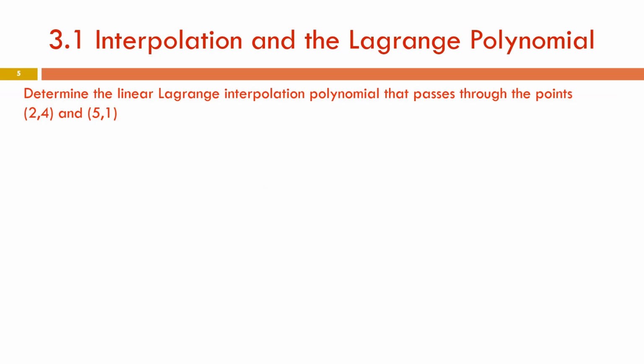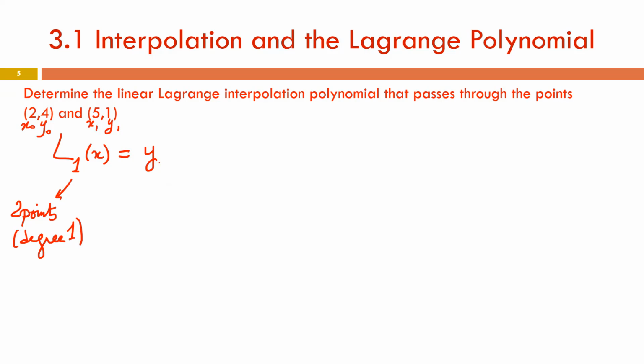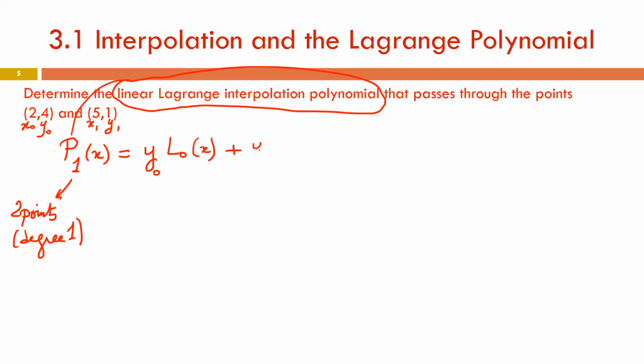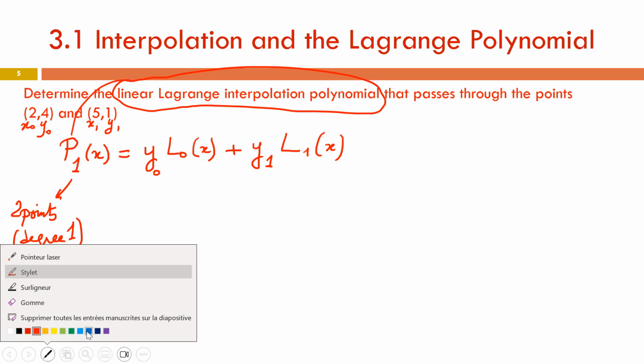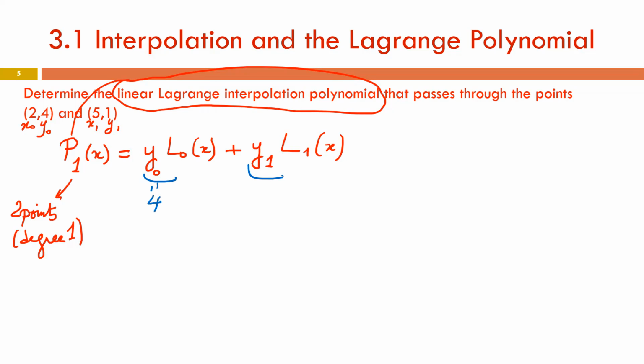Let's see an example, a simple case. Determine the linear Lagrange interpolation polynomial passing through these 2 points. We call it P1, because we have 2 points, so degree 1, linear. The formula, if this is x0, y0 and this is x1, y1: P1 of x, the linear Lagrange interpolation polynomial, is y0 L0 plus y1 L1. Here y0 is given, this is 4, and this is 1, y1. We have to calculate L0 and L1.